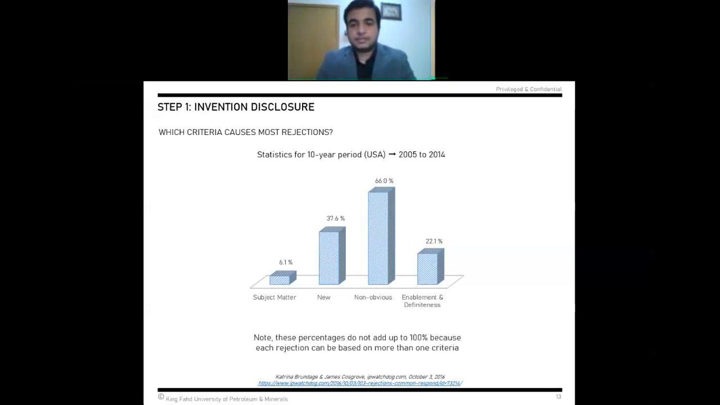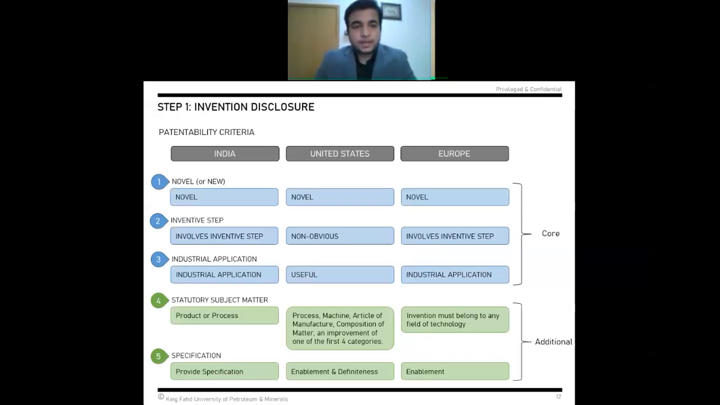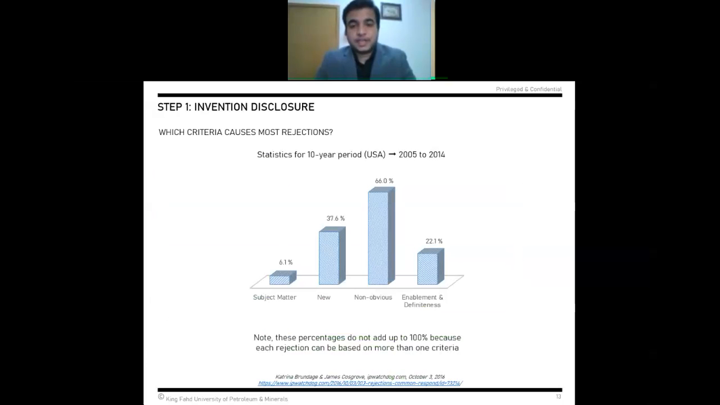The next is enablement and definiteness, which means that inventors were unable to describe the invention in sufficient detail, and hence their applications were rejected. And the last one was subject matter. If we go back one slide, the third criteria was industrial application. When you come back to this slide, you will see that there have been no rejections about industrial application. So we can say that very few or no applications are rejected because of not having industrial application. It is really easy to prove that an invention has industrial application. So this was about the criteria which causes most rejections.